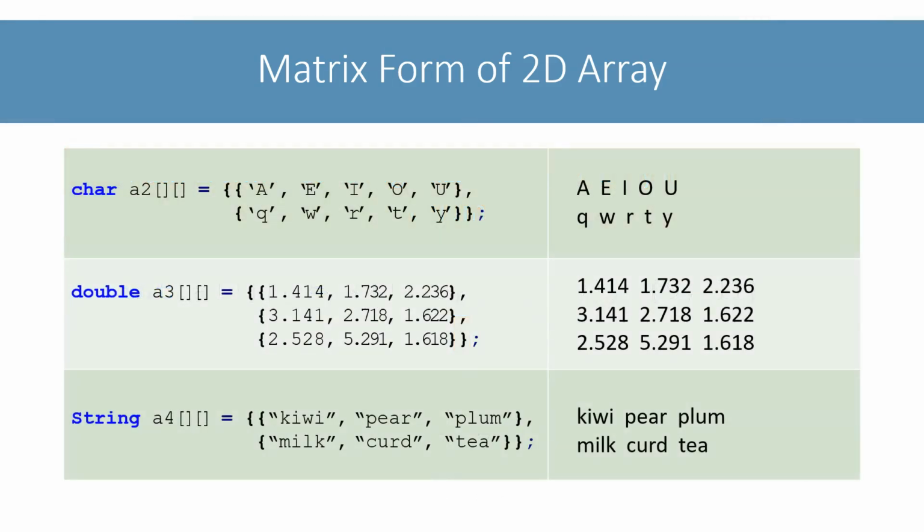Let's also see the matrix form of other examples that we saw earlier. As you can see here, the elements of all these 2D arrays are arranged in rows and columns to get their corresponding matrix form. Let's switch to BlueJ now to understand how to display a double-dimensional array in matrix form.